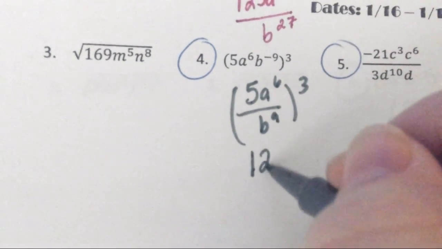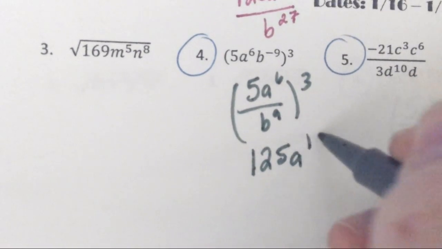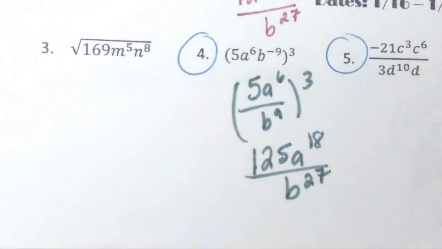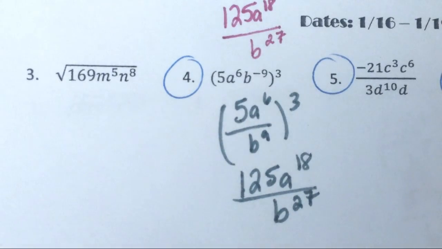5 to the third is 125. 6 times 3 is 18. 9 times 3 is 27. So we both got the same answer. We just did it in a different order. I don't know if I gave you a point or not, Landon. I should have. When we're raising a power, we have to multiply our exponents. If you forgot to multiply the exponents, you've got some studying you need to do tonight.